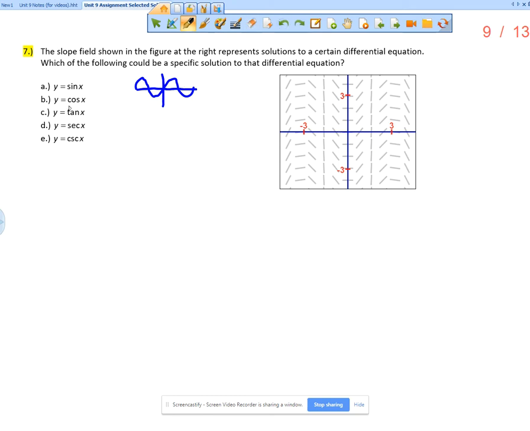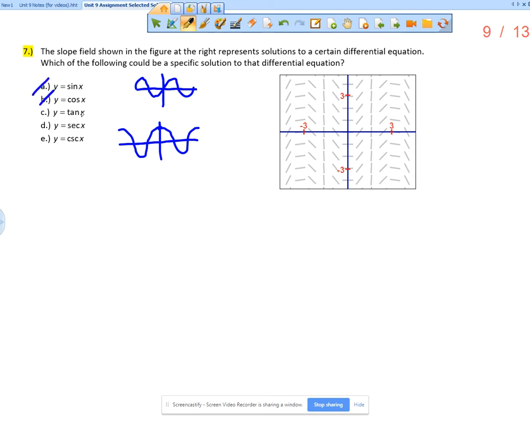So, okay. Next one, cosine. Cosine looks like this. It starts at its max, goes here, and then like this. So now, is the slope of cosine 0 right there? Yes, it is. But as you go to the right, it decreases, so its slope is negative, and those slopes are positive. So that is not the answer.